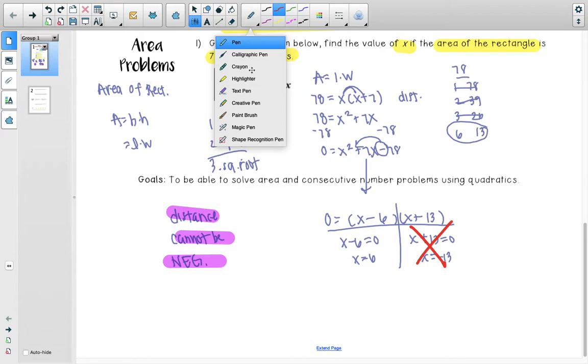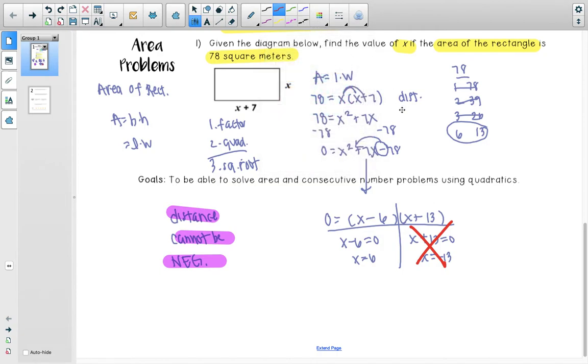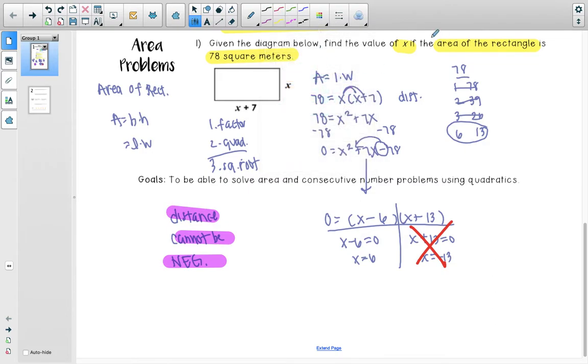So the question asks, let's make sure we always answer the question. Okay, so it says find the value of x. So all you have to do is find the value of x. So x equals 6. Done. Okay, so we did that question. Moving on to the next question, next page.